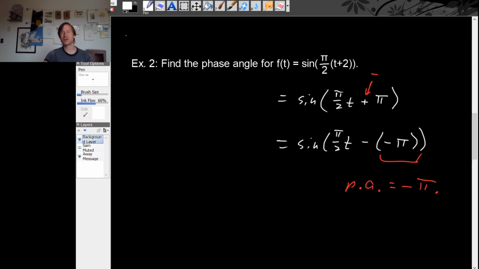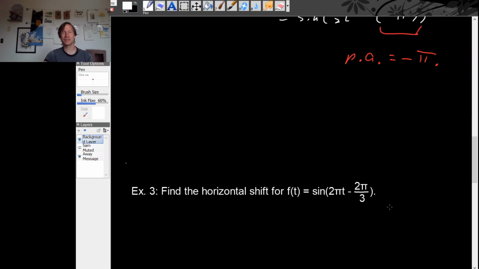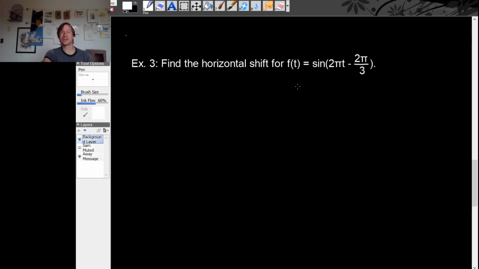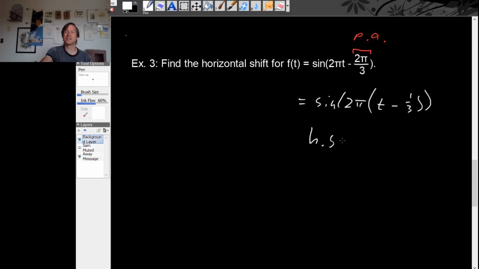Of course, this is going from a sinusoidal function that has the horizontal shift apparent to making it so that the phase angle is apparent. You can go the other way. So here's a sinusoidal function where the phase angle is obvious. Right here, this is the phase angle, 2 pi over 3. And let's find the horizontal shift for this function. Well, as before, we can just factor out our angular speed, which is 2 pi. So sine of 2 pi times t minus a third. And so the horizontal shift here is a third, and it's to the right.